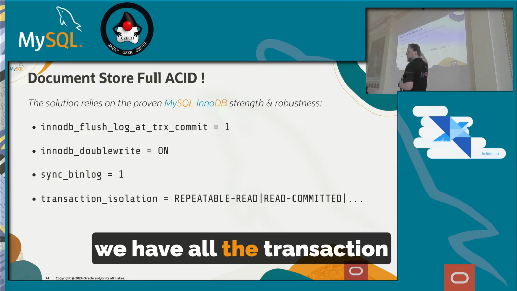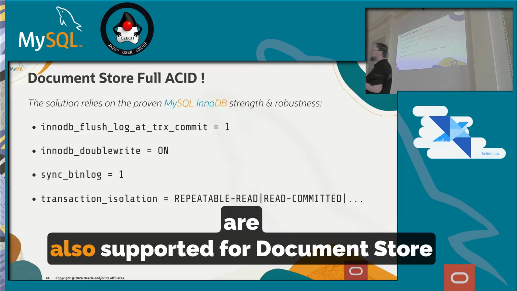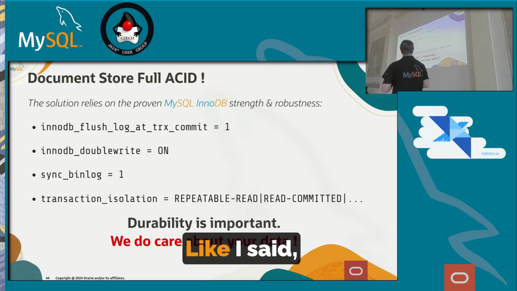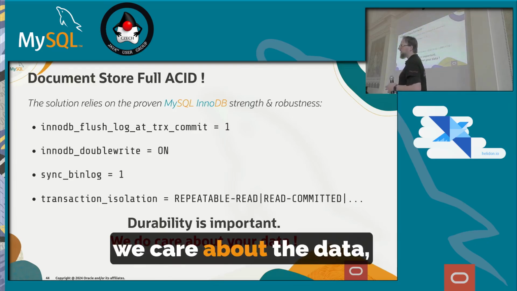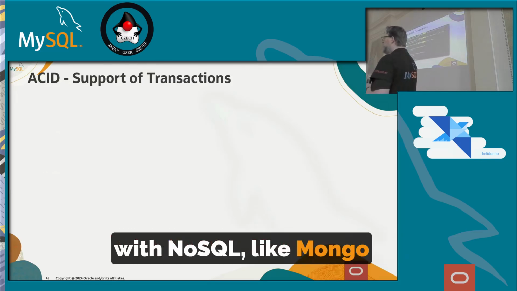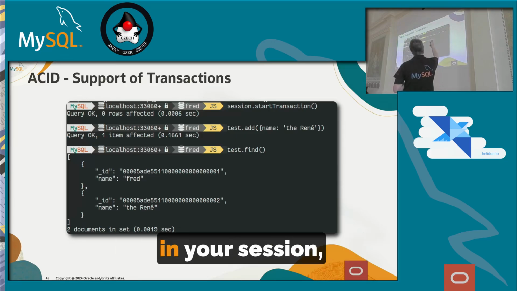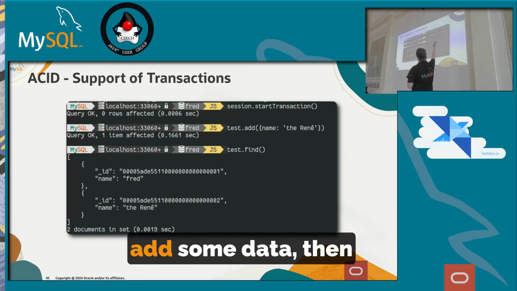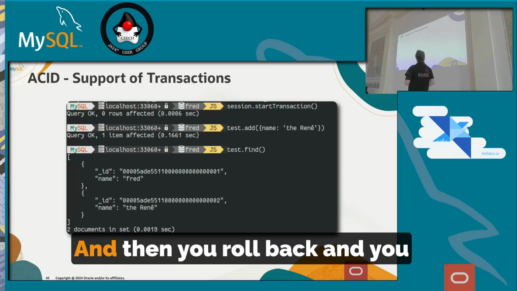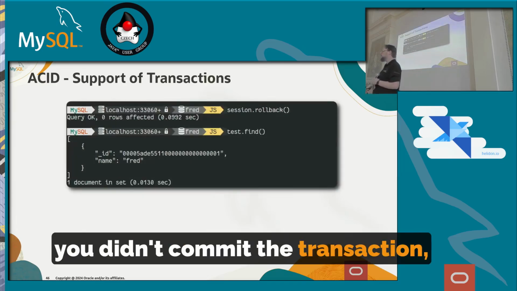And all the transaction isolation levels that are supported in a relational database are also supported for your documents. Because for us durability is really important, like I said, because in MySQL we care about the data. We don't want to lose your data, which could happen with Mongo. This is just an example of a transaction. In your session, you can start a transaction, add something, then you can see that it has been added. And then you roll back, and you can see it's not there now, because you can commit the transaction or roll it back.